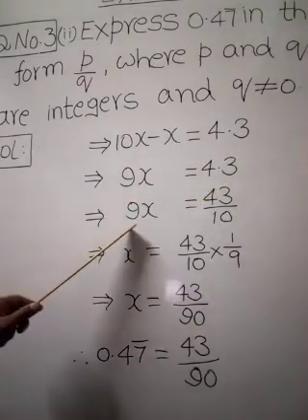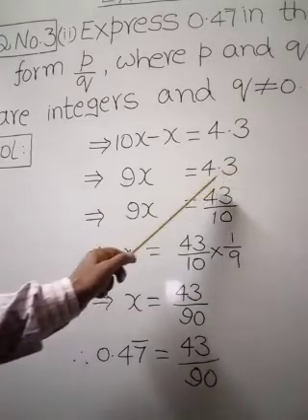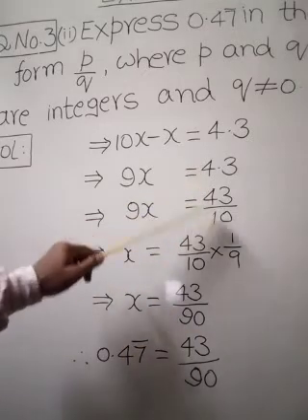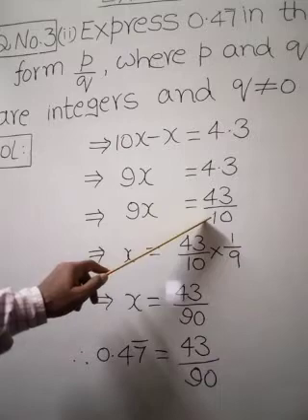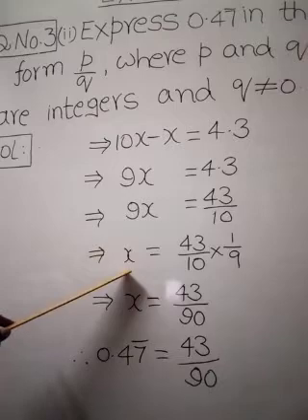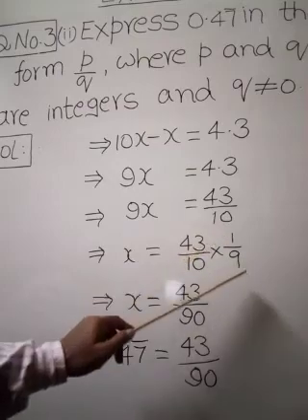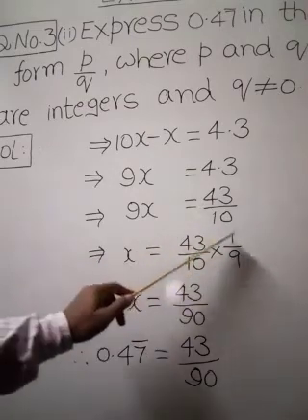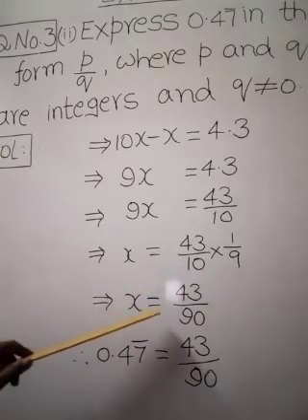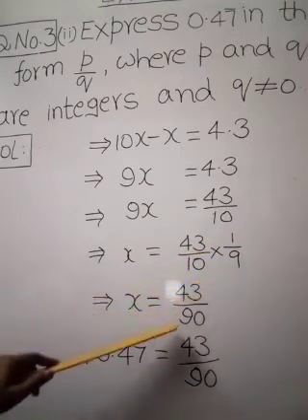Right. This implies 9x is equal to, here this is a terminating decimal number. You know how to write a terminating decimal number in the form of p by q. So we wrote 43 by 10. Understood this step, my dear children? Right. This implies x is equal to, we are sending this 9 into RHS. Then it becomes 1 by 9. So 43 by 10 into 1 by 9. This implies x is equal to 43 by 90.